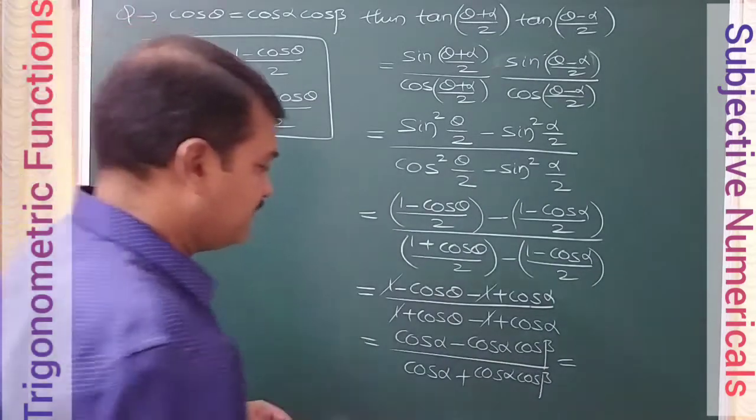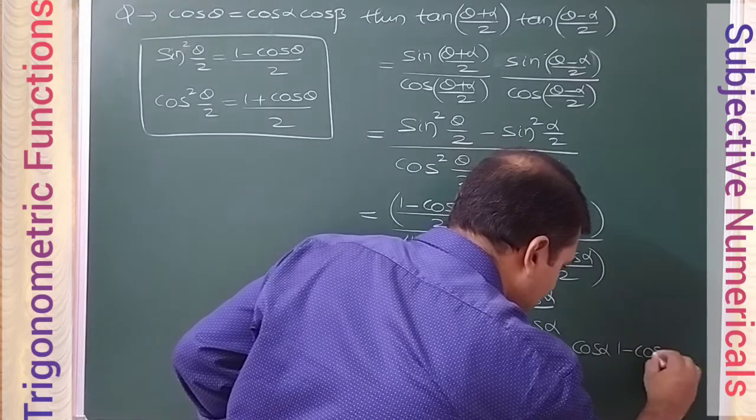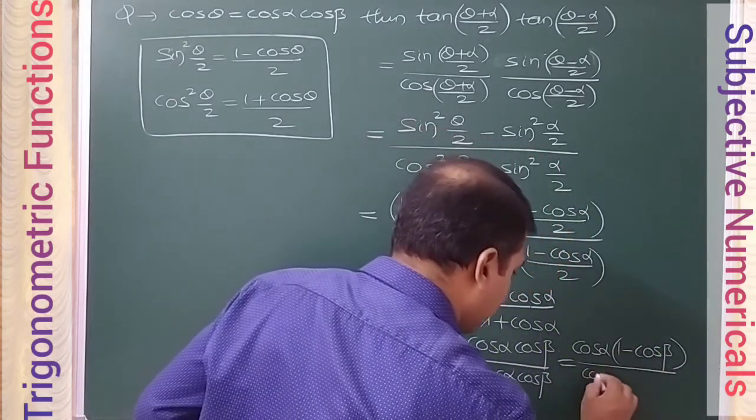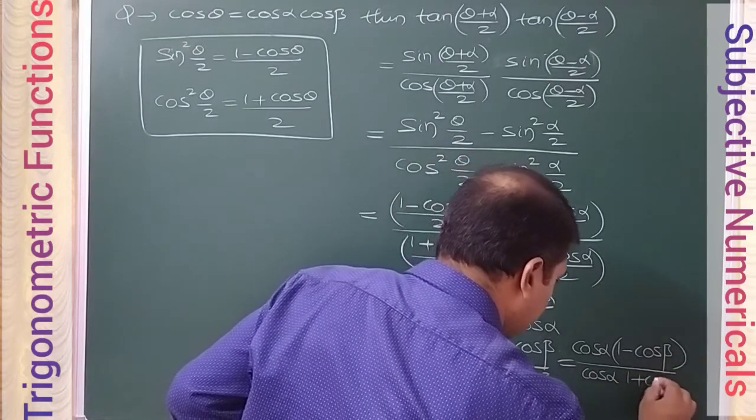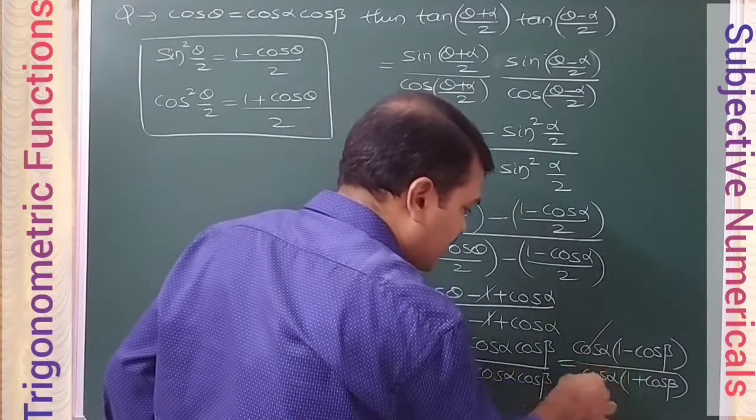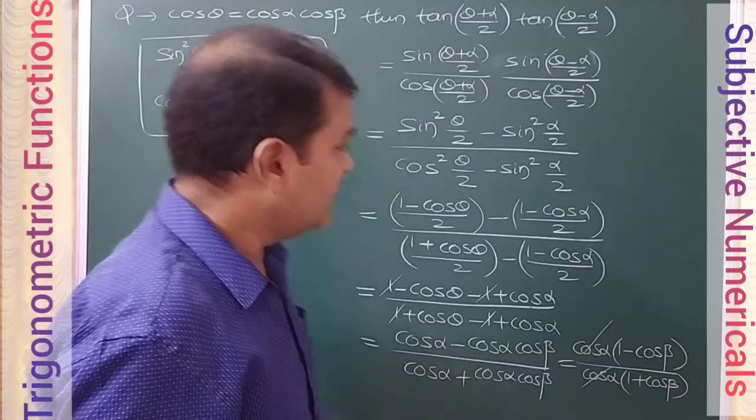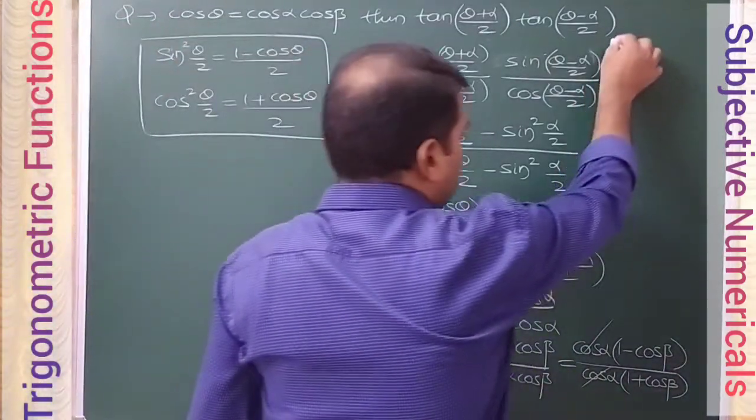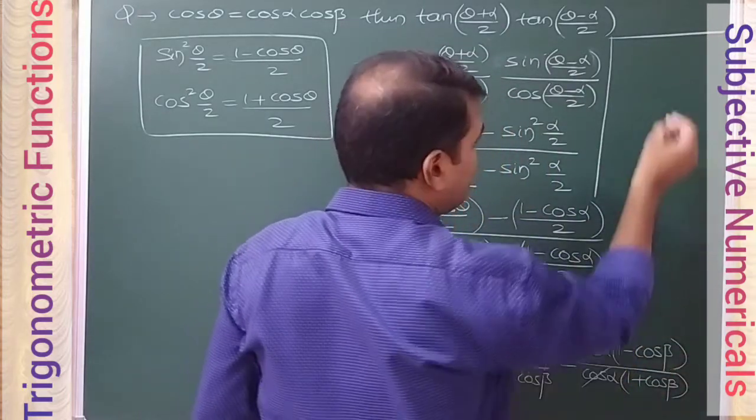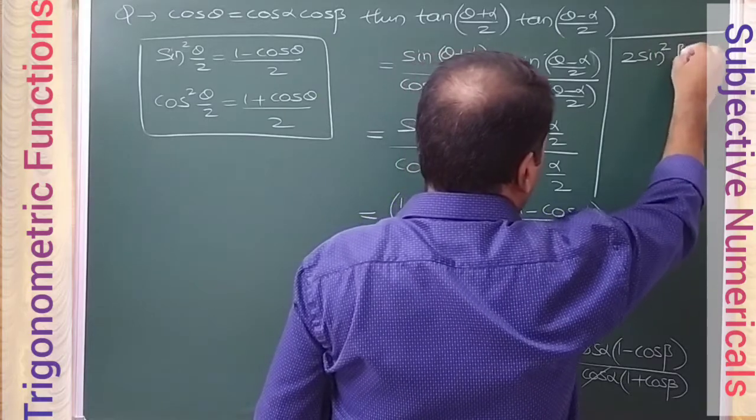Now clearly in numerator cos alpha common, so 1 minus cos beta is left. In denominator cos alpha is common, so 1 plus cos beta is left. So cos alpha we can cancel. 1 minus cos beta by 1 plus cos beta. So I will continue in the top portion here. What is 1 minus cos beta? 2 sin square beta by 2.